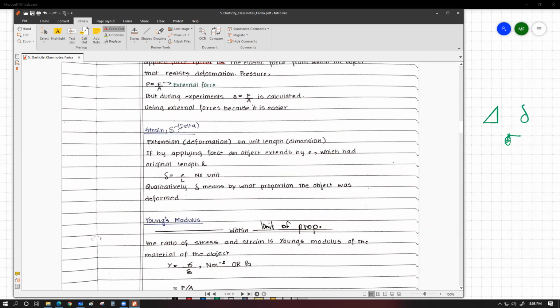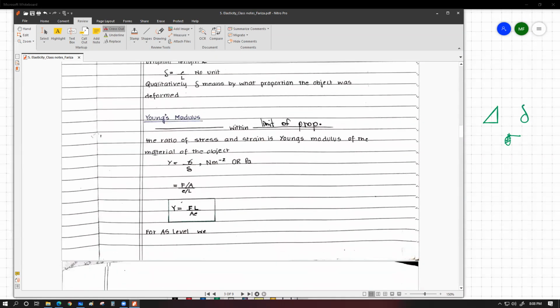So extension or deformation on unit length or unit dimension. If by applying a force on an object by extension E, which had original length of L, then strain is given by E by L. So এটা হচ্ছে qualitatively the strain quantity means by what proportion the object was deformed.